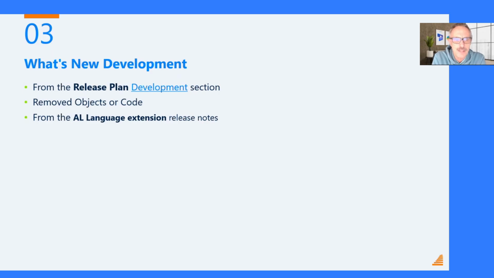Okay, I'll continue with the development part of the release plan. Basically, there is not that much in the release plan this time. So I looked in some other places, and there is also something about removed objects or code. And there's also a lot of information in the AL language extension for the next release, which is already available if you download it and switch to the preview release. I think from tomorrow you will just use the current release. So I will cover everything that's in there also.